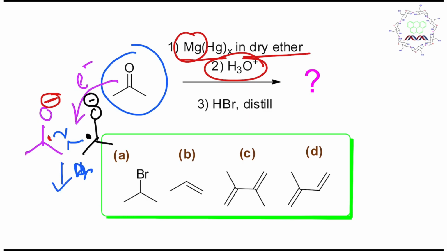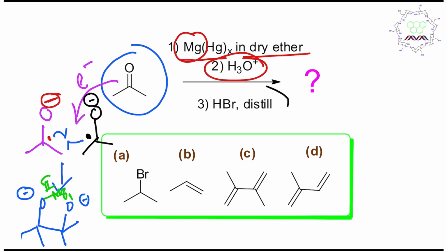So first is radical coupling to produce this. This is O minus, obviously attached to the magnesium 2 plus, and later on upon workup it produces pinacol. I have already discussed a dedicated lecture on this, you may visit for better understanding.